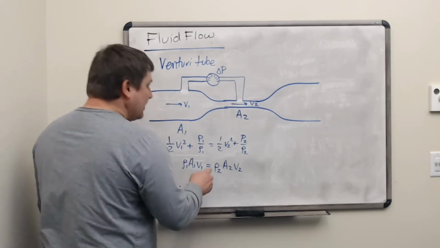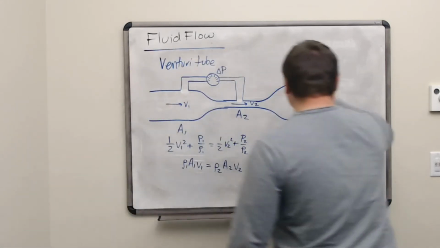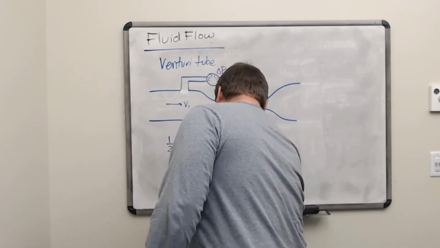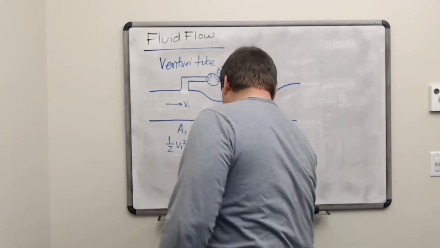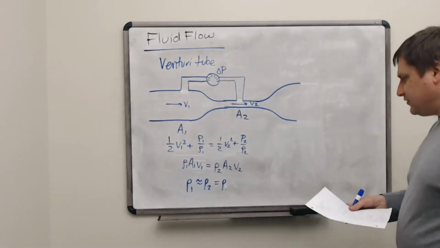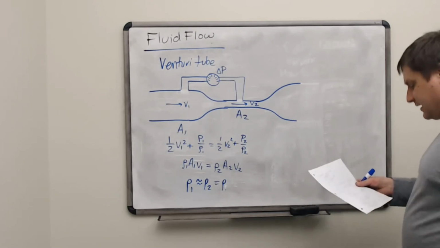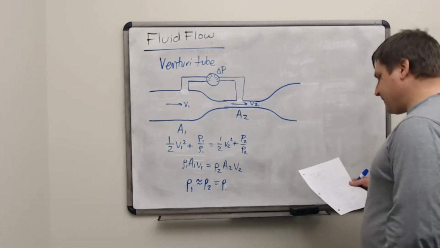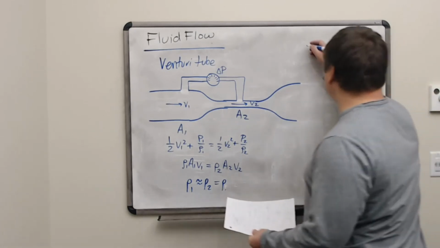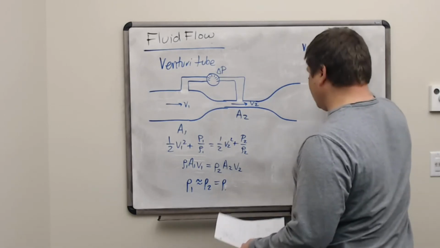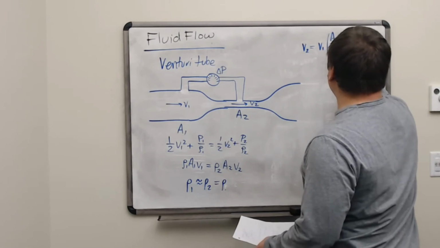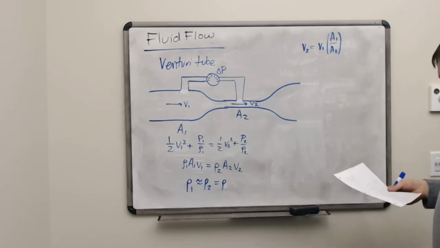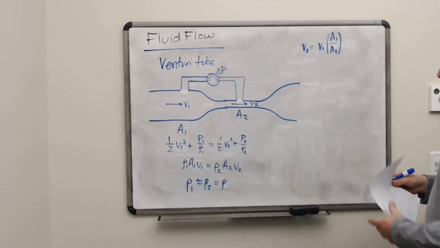The first approximation that we usually make with liquids is that the densities of liquids don't vary all that much as they flow through pipes. They're not really getting much hotter or colder, so their densities will stay roughly constant. And that means that we can solve for, let's say, V2. V2 will be equal to V1 times the ratio of A1 to A2. A1 is larger than A2, so V2 is larger than V1.